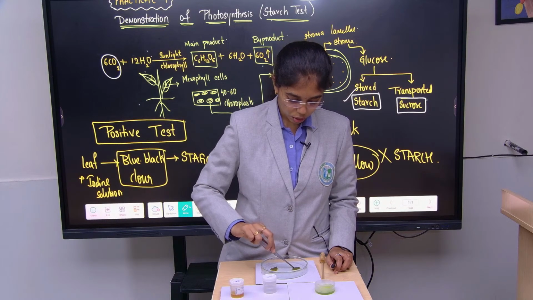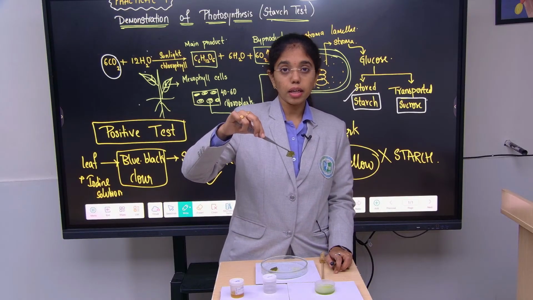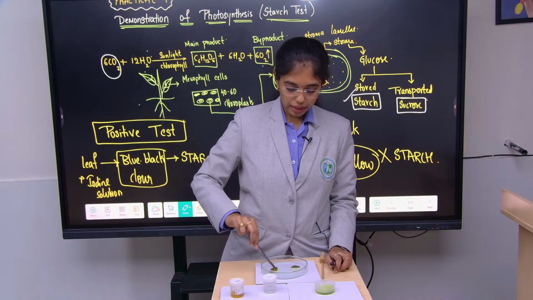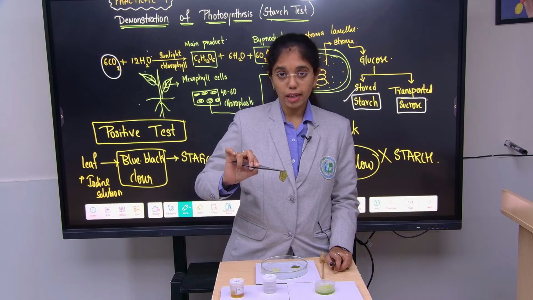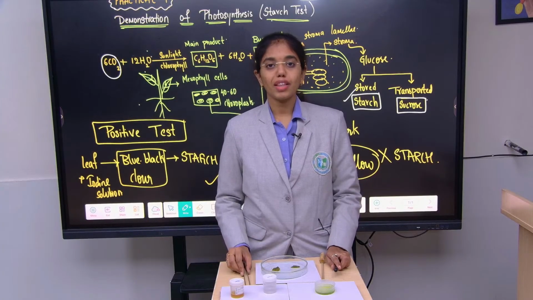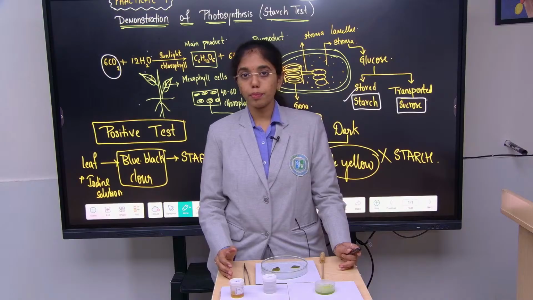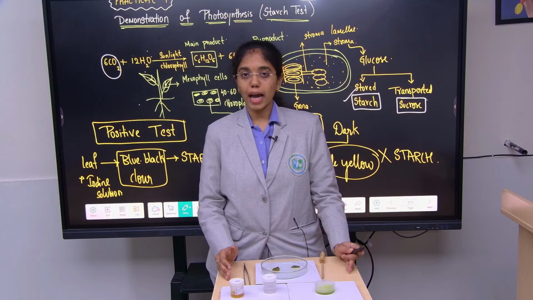Here you can see two leaves, one where the veins are turning blue black and the other turned pale yellow, which is showing the absence of starch. So with this our starch test is done, and in our next class we are going to learn plant growth and development.